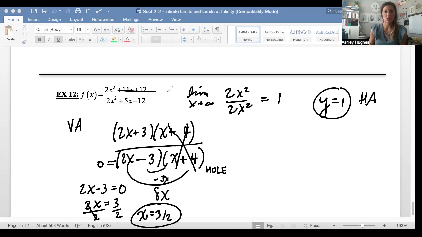Horizontal asymptote is when you look at the powers. Vertical asymptote is when you factor, simplify, and whatever is remaining on the bottom, you set that equal to 0 and solve.